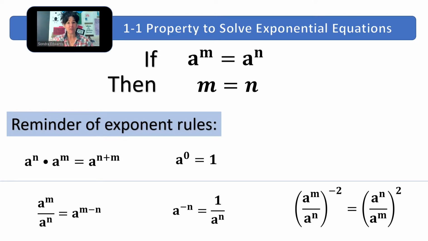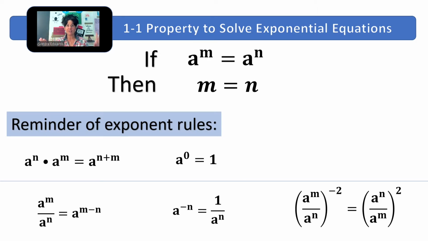Today we're going to be solving some exponential equations and we're going to be using what's called the one-to-one property. This is really considered a shortcut when solving equations that have variable exponents. Normally we don't start with a shortcut.